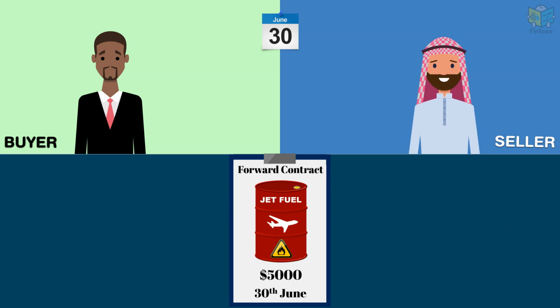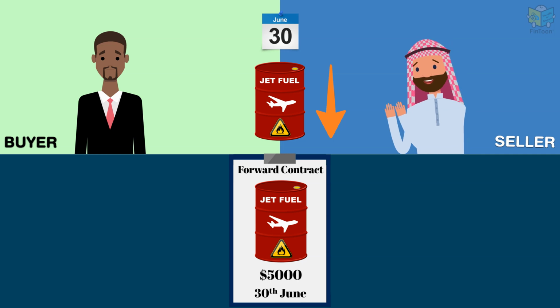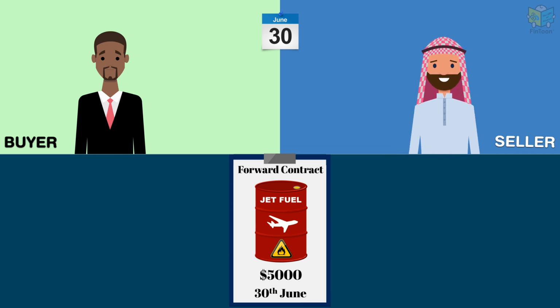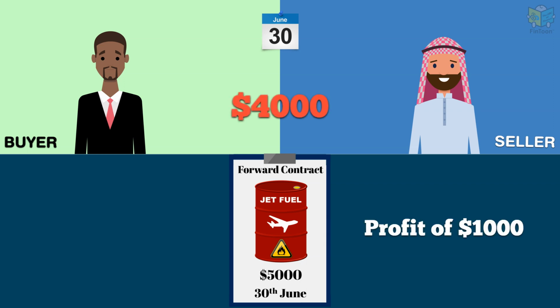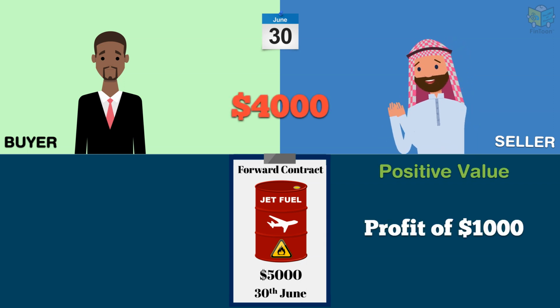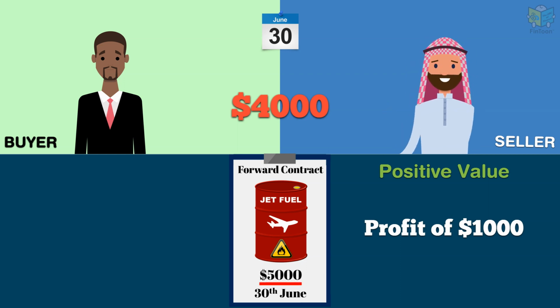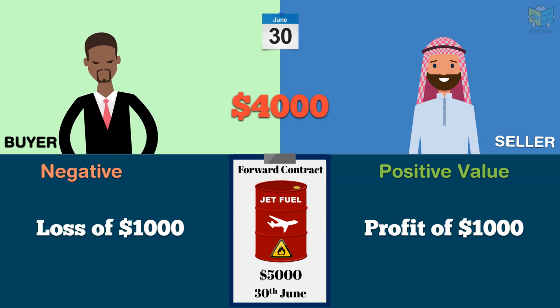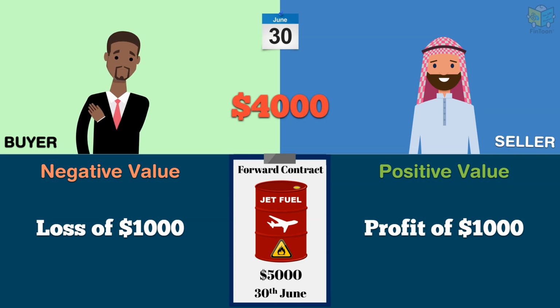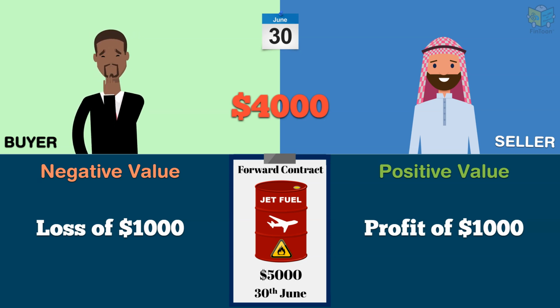$5,000. On the other hand, if the price of the underlying decreases, there is positive value for the seller. Example, if the actual price of jet fuel falls to $4,000, it benefits the dealer as he will sell the fuel for $5,000 under the contract. In this case, the CEO makes a loss of $1,000 as he has to pay $5,000 for the fuel that is now worth $4,000 only.